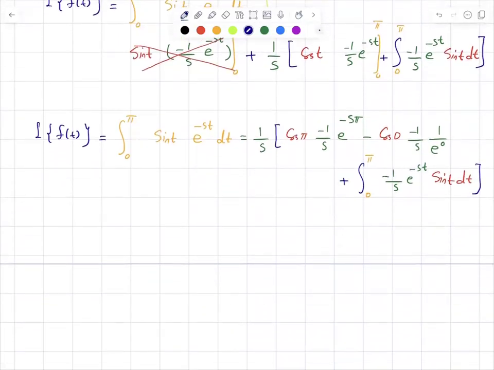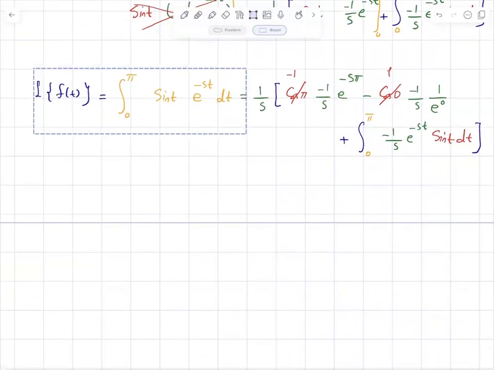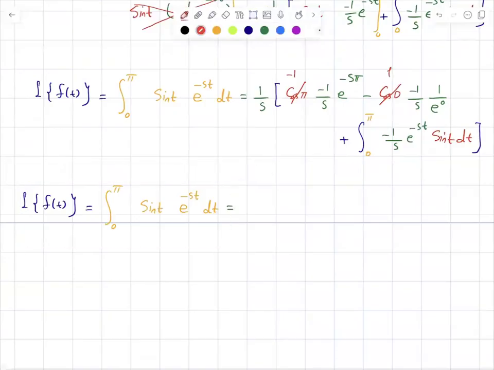Okay, perfect. As you remember, sine of pi is 0, cosine of pi is negative 1, and cosine of 0 is just 1. So basically, what do we have here? We have the following. Just copy this down. This in turn is equal to 1 over s, negative negative gives you positive. Copy everything here. You have 1 over s times e to the power negative s pi. And here you have two negatives, which gives you positive, plus 1 over s, plus the integral from 0 to pi of negative 1 over s. You could just take this negative 1 over s and write it outside, sine t dt.